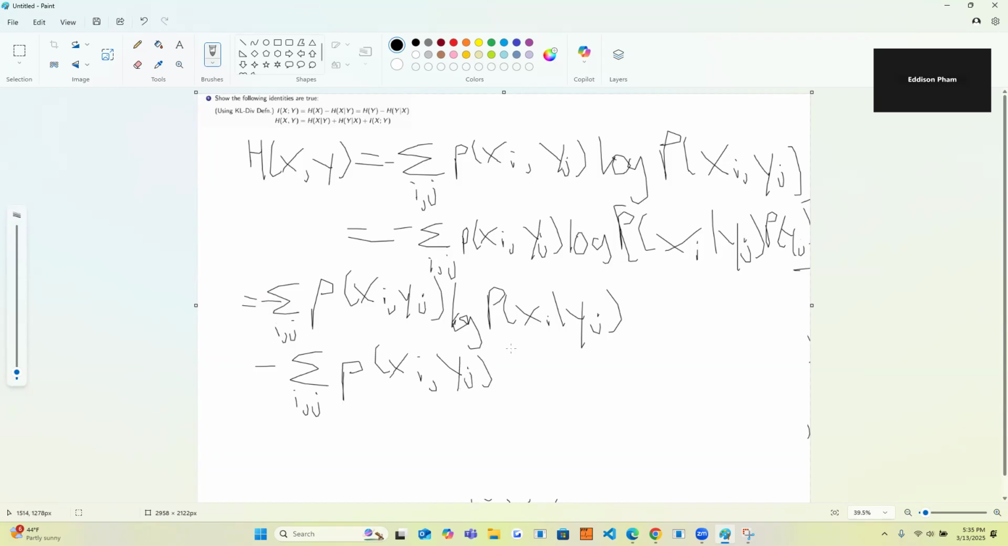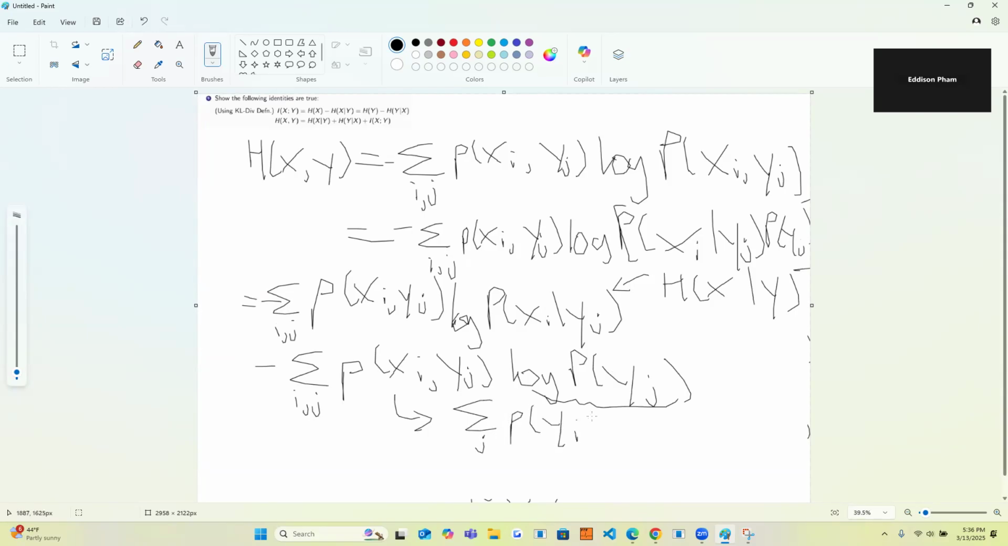And then you can simply observe this term right here. It's just H of X given Y. And then we need to do more work here. So once again, what I would do is marginalize over x, because this term is constant with respect to Xi, but this term is just a probability, like I said. So for this term, we marginalize over x. Sum of P of Yj log P of Yj. Don't forget the negative sign. And this, by definition, is equal to the entropy of Y.